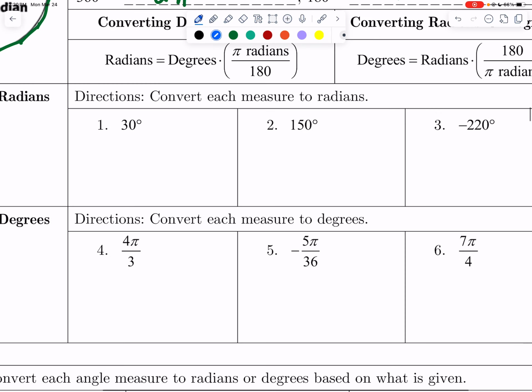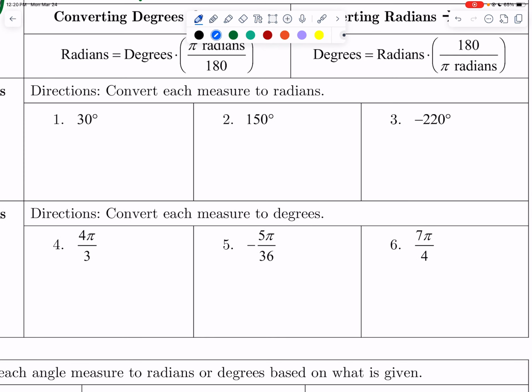So looking at number 1 here, where I want to convert this into radians, I am going to do 30 degrees times pi over 180. Please don't leave it like this and simplify out 30 over 180. And if you do that, you'll get 1/6. So my radian measurement is pi over 6.